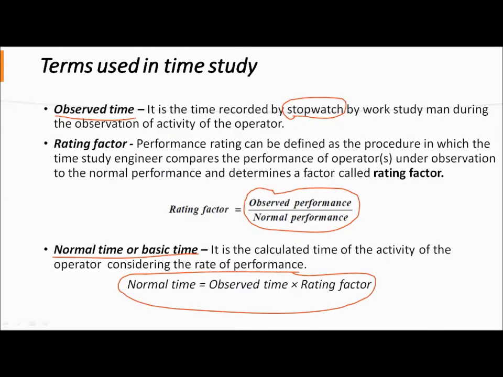Once again, the observed time is the time observed by the work study man during the observation using a stopwatch. The rating factor is the observed performance divided by the normal performance. Then the normal time or basic time is equal to observed time into the rating factor. So suppose you have a rating factor of 1.2 and the observed time is say 2 minutes, then the normal time for finishing is 2 minutes into 1.2, that is 2.4 minutes.